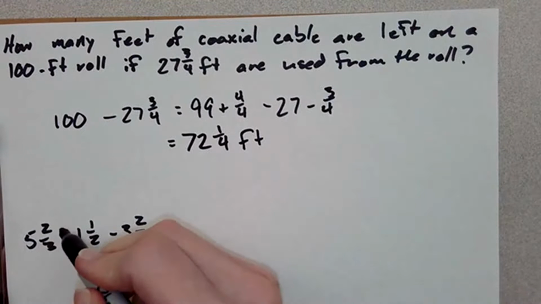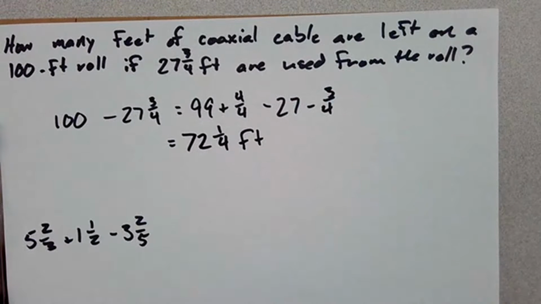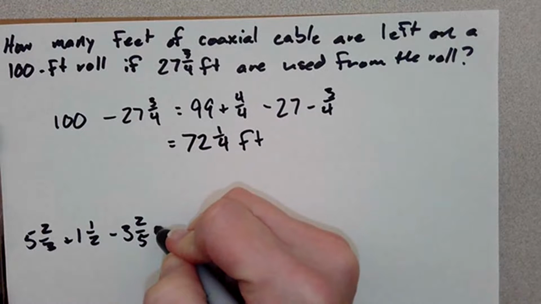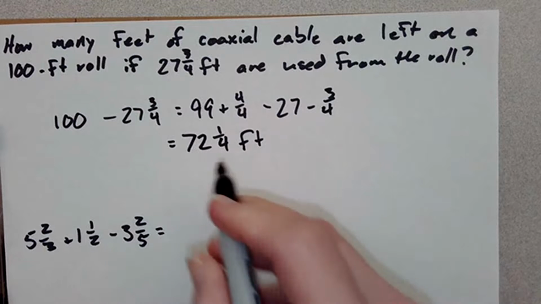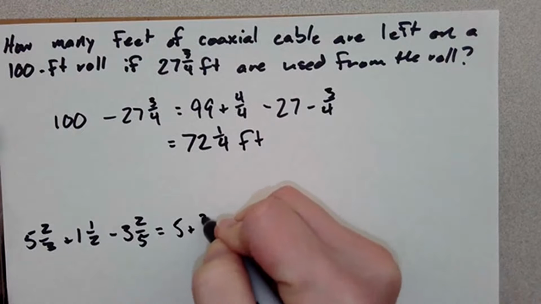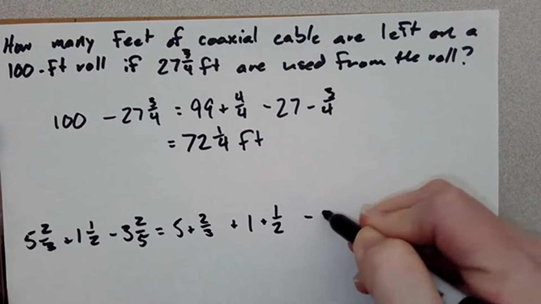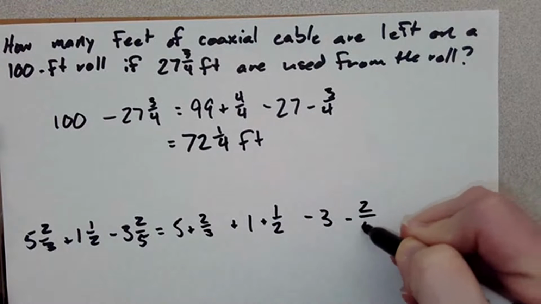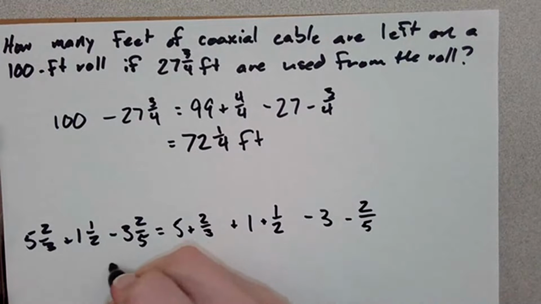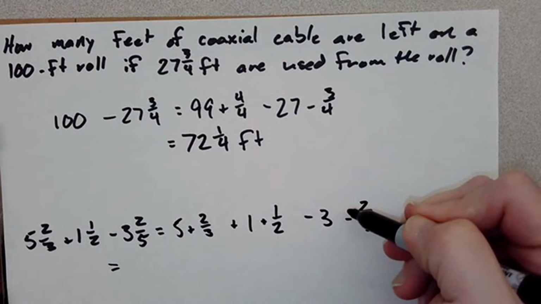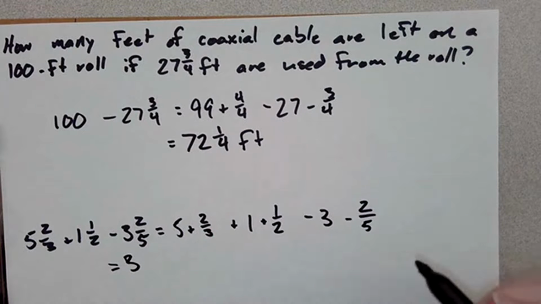All right, next. Now we're going to do some addition and some subtraction, and we've got some complicated fractions here in that none of them have the same denominator. So this is 5 plus 2/3 plus 1 plus 1/2 minus 3 minus 2/5. Okay, so 5 plus 1 minus 3. 5 plus 1 is 6, minus 3 is 3. No problem there.